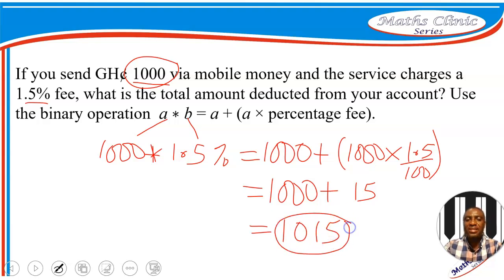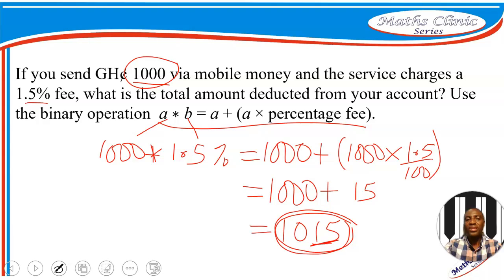Now, what it means is that the Momo service owners, I mean the owners of the Momo, would deduct 1,015 cedis from your Momo, whilst you are trying to send only 1,000 Ghana cedis to your friend or to a relative. That means they make a profit of 15 cedis, but they take all this money from your account before they send your 1,000 cedis to whoever you are sending it to. So you see how binary operation works over here.